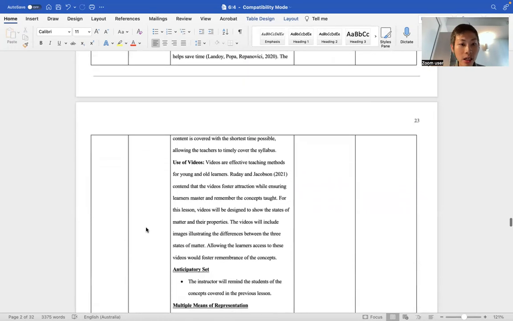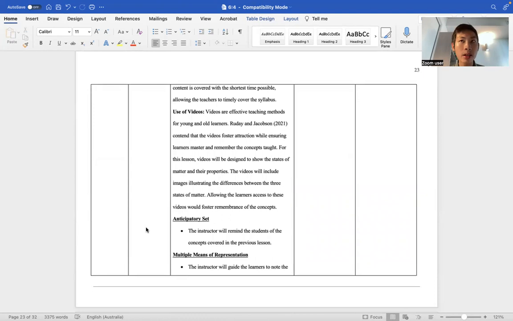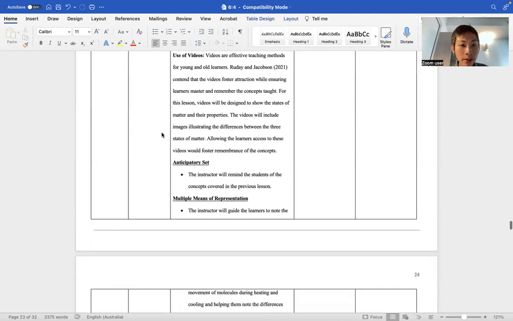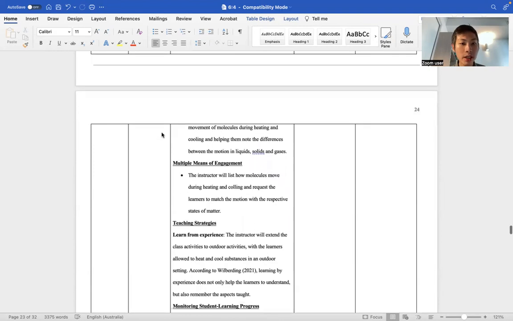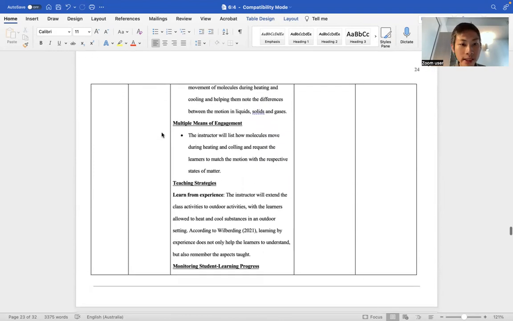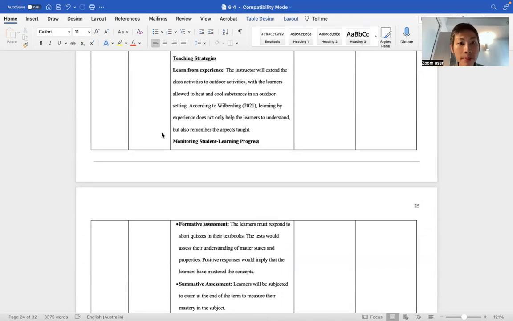In this case, I'll also use videos, since explaining the concept of molecular motion is great with videos. According to Rude and Jacobson 2021, videos foster attraction while ensuring learners master and remember the concepts taught. For this lesson, videos will be designed to show the states of matter and their properties, but also illustrating the differences between them and explaining how molecules move. Again, I shall be using the anticipatory set and multiple means of representation, as applied in the previous 2 lessons, but also learning from experience.